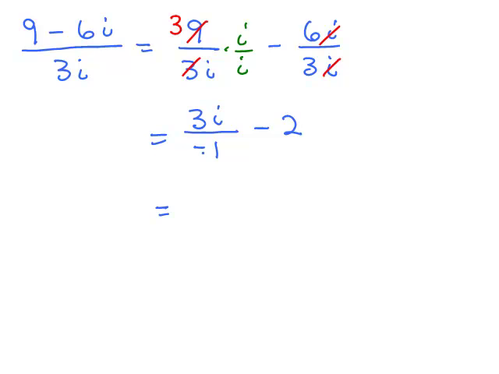Okay, 3i over negative 1, you want to write as negative 3i. And what's the last thing? We want to put it in the form a plus bi. That's the simplified way of writing complex numbers. So negative 2 is the real part, so we just write that first. Negative 2 minus 3i.